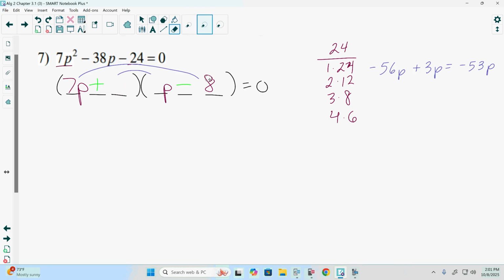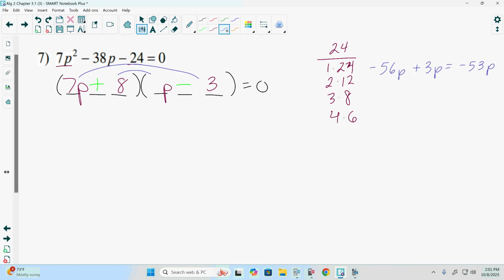So what we could do is we could switch the 3 and 8. And if we switch the 3 and 8, I didn't switch the 3 and 8, I just rewrote the same thing. 8 and 3, there we go.